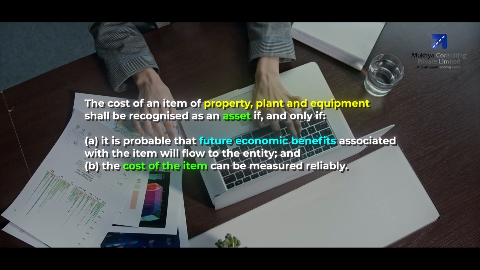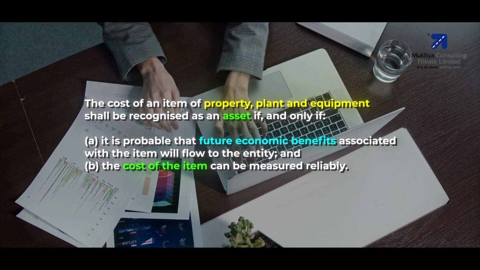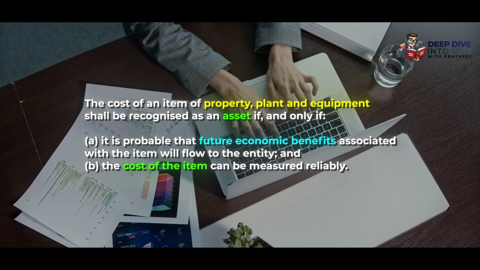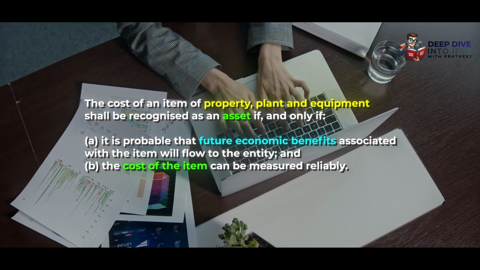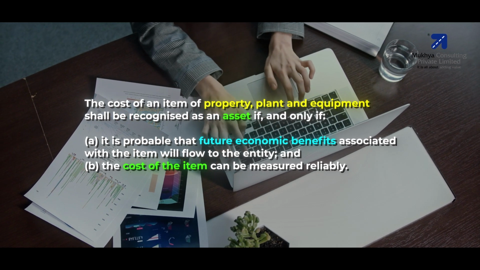Now on to the initial recognition criteria for a property, plant and equipment. An item can be considered property, plant and equipment under IAS 16 if and only if it is probable that future economic benefits will flow from that item to the entity and its cost can be measured reliably. Now this future economic benefit can be either through sale or by use.